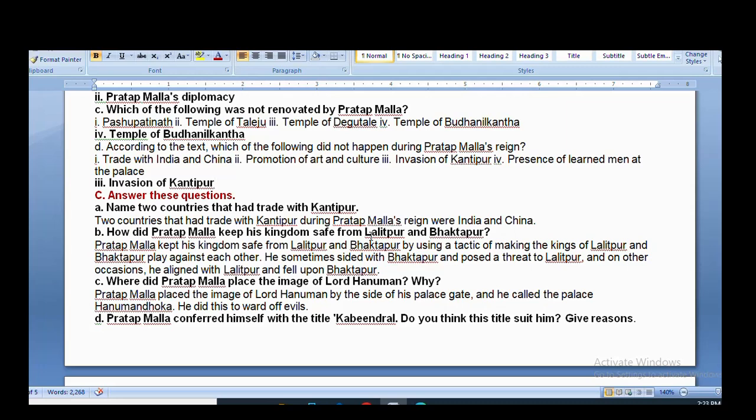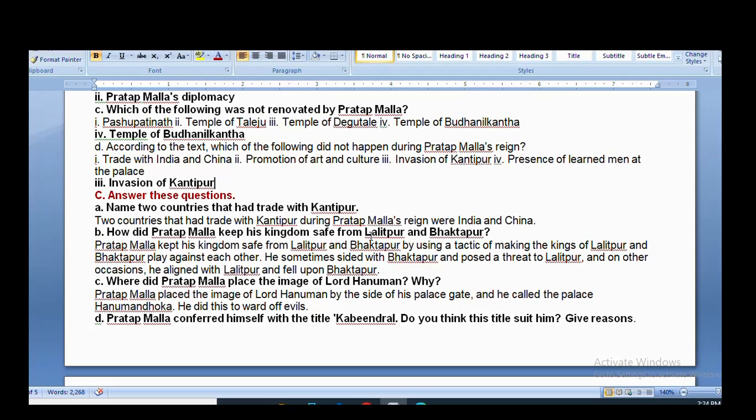Now let's go to number C. Name two countries that had trade with Kantipur. Two countries that had trade with Kantipur during Pratap Malla's reign were India and China. How did Pratap Malla keep his kingdom safe from Lalitpur and Bhaktapur? Pratap Malla kept his kingdom safe from Lalitpur and Bhaktapur by using a trick of making the kings of Lalitpur and Bhaktapur play against each other. He sometimes sided with Bhaktapur and posed a threat to Lalitpur, and on other occasions he aligned with Lalitpur and fell upon Bhaktapur.